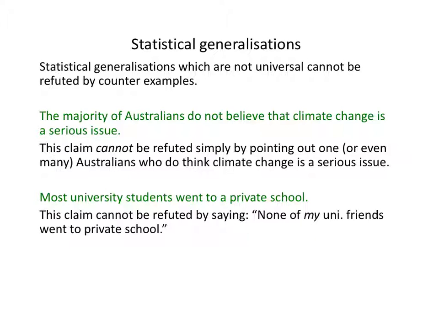Unlike universal generalizations, a statistical generalization can't be refuted by a single counterexample. For example, if someone claimed that the majority of Australians do not believe that climate change is a serious issue, you can't refute that kind of claim just by pointing out that one or even perhaps lots of Australians do think climate change is a serious issue, because the claim doesn't say all do. It says the majority. So you would need to have evidence about the majority of Australians, not just some, in order to refute that claim.